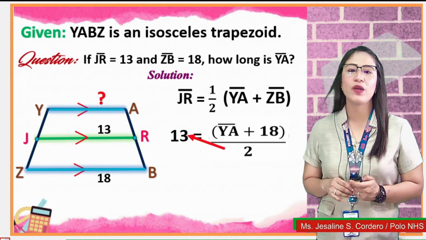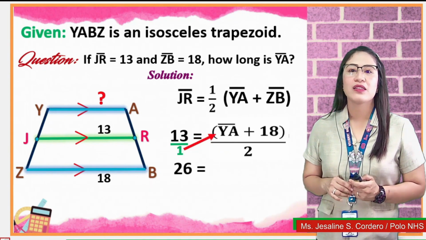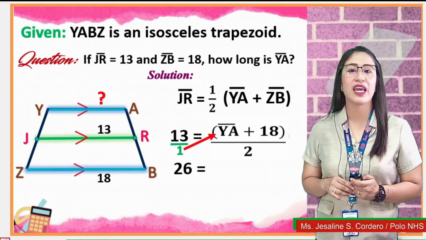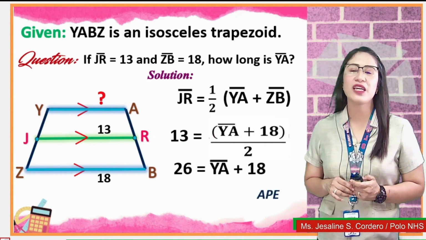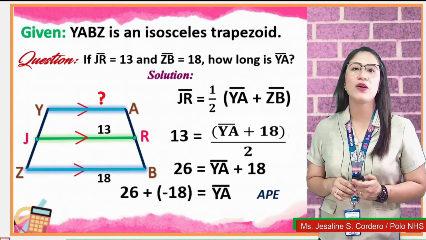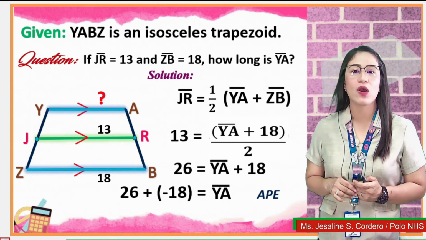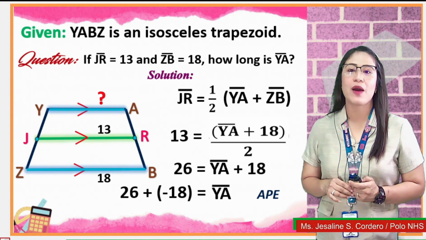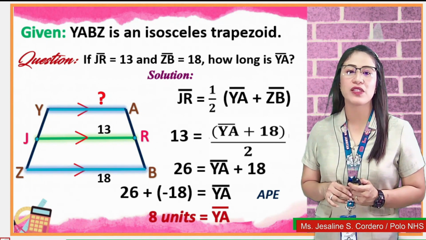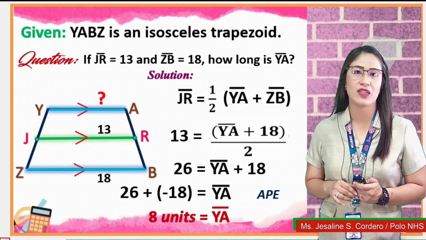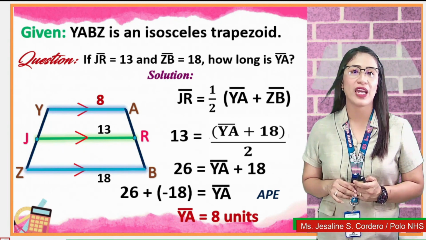Cross multiply, we will have 13 times 2 is 26. Then, segment YA plus 18 times 1 is segment YA plus 18. Using the addition property of equality, we will obtain 26 plus negative 18 is equal to segment YA. And 26 plus negative 18 is 8. So therefore, the measurement of segment YA is 8 units. Using the symmetric property of equality, segment YA is equal to 8 units.